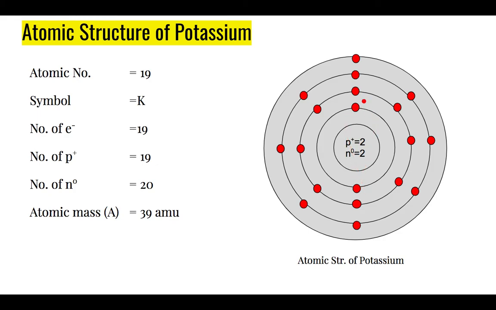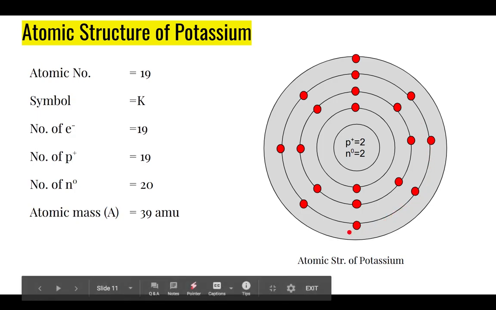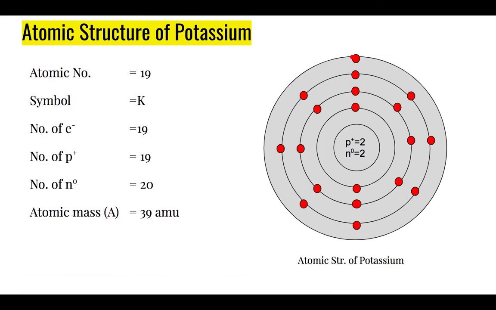Now the second orbit: as I told you, except for the first orbit, the remaining orbits can carry only 8 electrons. So let's go on filling up. The second orbit can take 8 electrons, so 8 and 2 means 10. Still we have 9 more electrons remaining. The third orbit can also carry 8 electrons, so 8 electrons all fit here. Now we have 1 electron left, and that one electron will be drawn in the last orbit. And this is the atomic structure of potassium. In this way we can draw the atomic structure of potassium. Hope you can draw the atomic structure of the first 20 elements. With this, thank you so much.